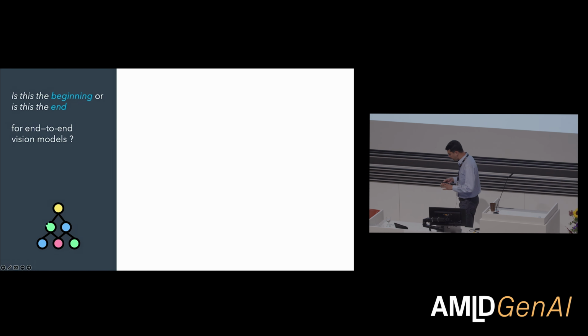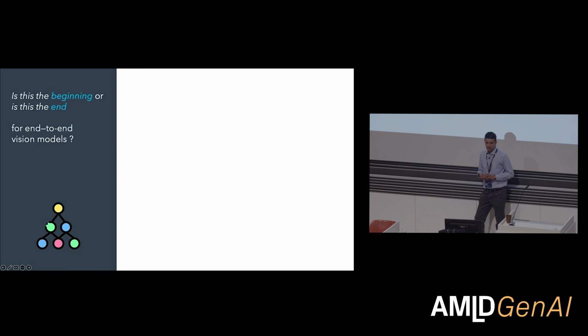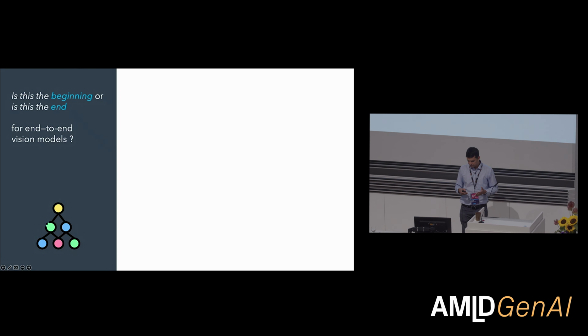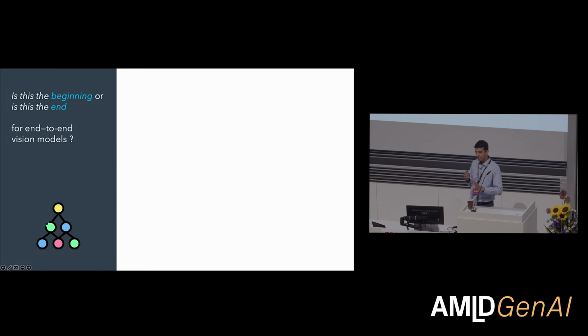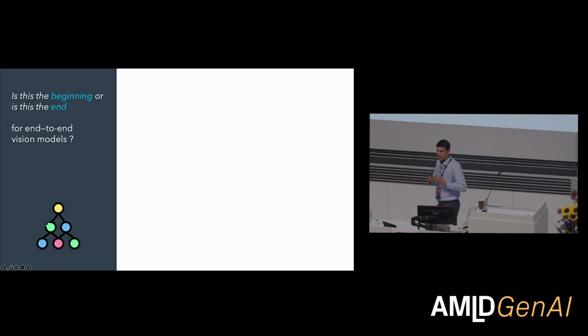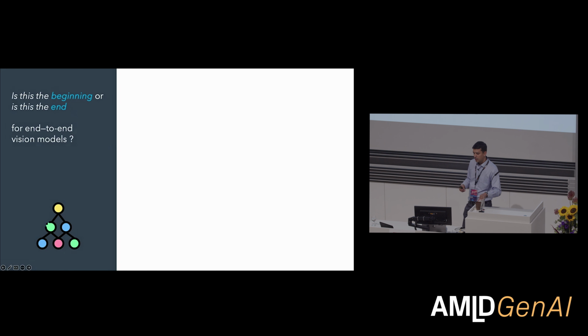And so I'm going to end with addressing the question that I posed in the first slide, which is, are we at the beginning or are we at the end for end-to-end vision models? I think we're just scratching the surface with end-to-end vision models. I think models that are going to be built by the entire community in the paradigm of unified architectures like Unified I/O 1.0 and 2.0 are going to happen. I think we're going to build bigger and bigger models.